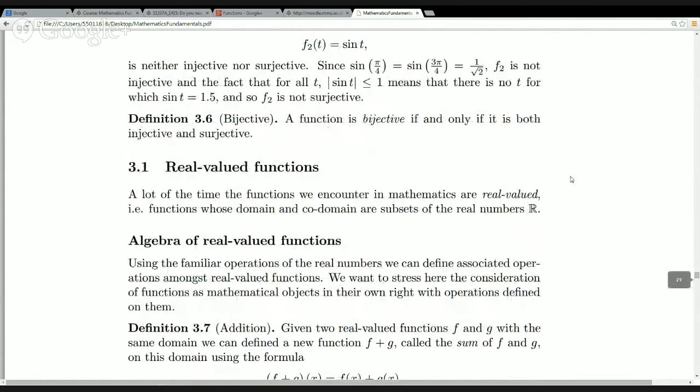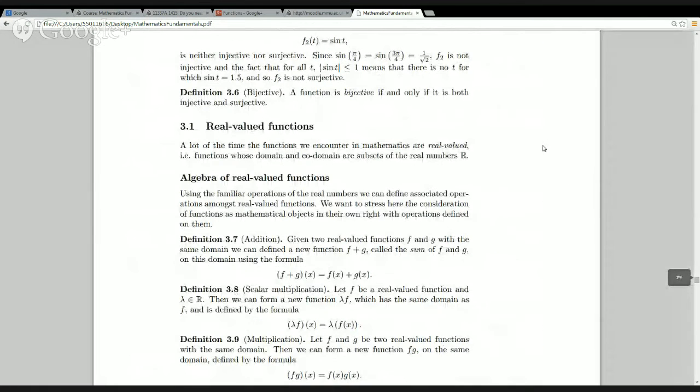Now, most of the time in the rest of this unit, certainly in the calculus, when we're looking at differentiation and integration, we'll be looking at real-valued functions. These are functions for which the domain and the codomain are the real numbers, or maybe some restricted subset of the real numbers. So these are real-valued functions.